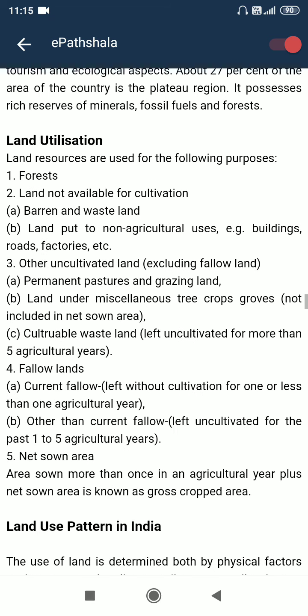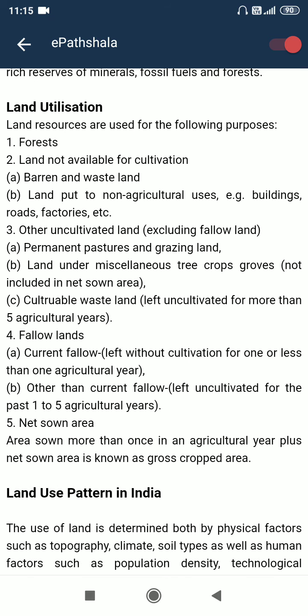Land utilization. Land resources are used for the following purposes. First, forest. Second, land not available for cultivation. Barren and wasteland, land put to non-agricultural use like buildings, roads, factories, etc.